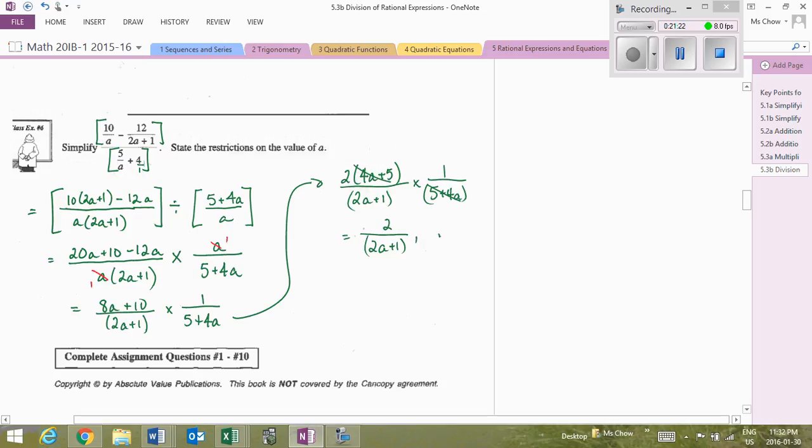So simply restrictions now, so a cannot equal, and going all the way back to anything that was ever in my denominator. So in this case, a cannot equal 0, it cannot equal negative 1/2, in this case 0 again, and right here we've got 5 plus 4a in the denominator as well, so 5 plus 4a cannot equal 0, or a cannot equal negative 5 quarters. So we've got negative 5 quarters, negative 1/2, and 0. I think that's all of them.